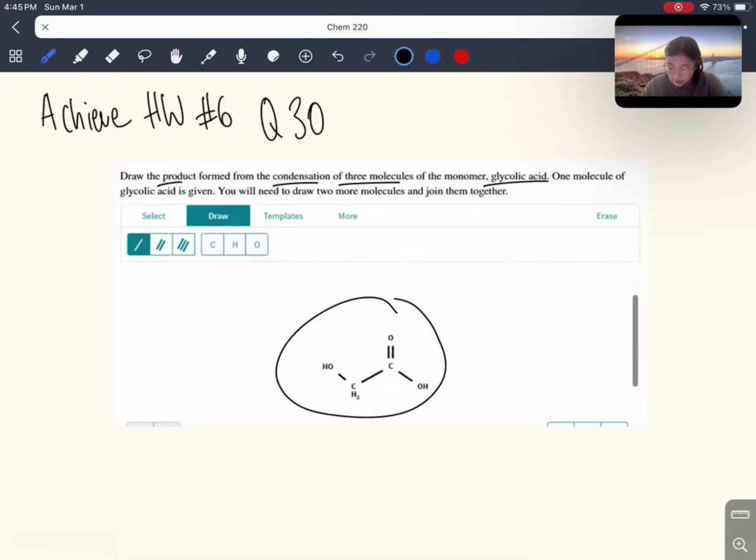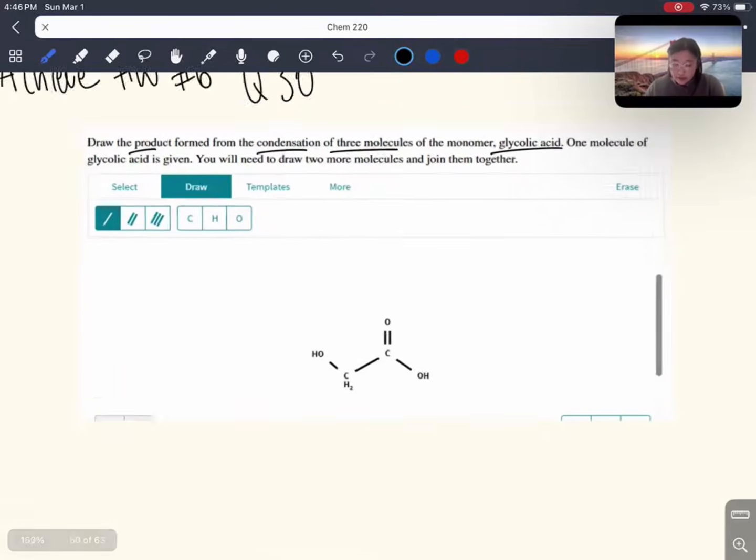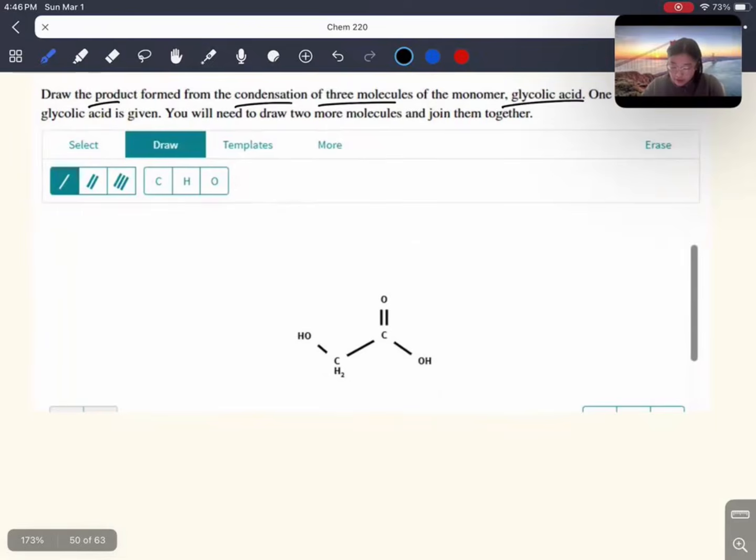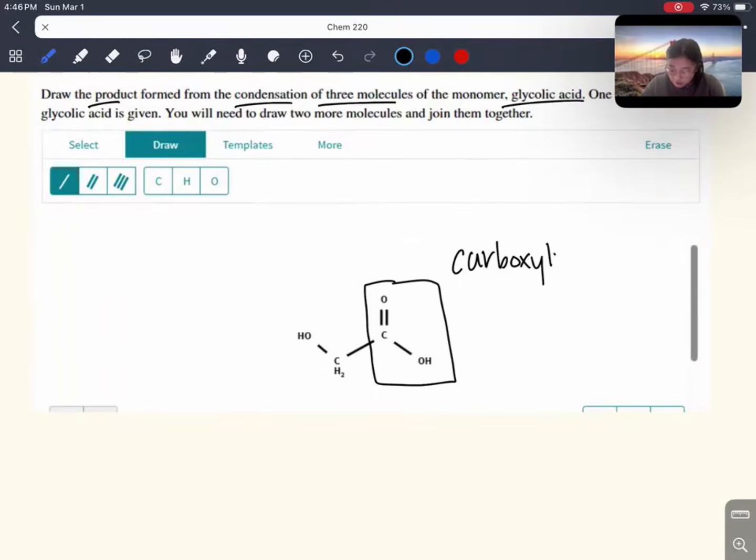So the first thing I'm going to do is look at my molecule over here and try to identify what kind of functional groups I have, because I know that if we are going to be forming a polymer from a monomer, there is going to be some sort of reaction happening between the functional groups of the molecule, right? So let's identify the functional groups in glycolic acid. Over here, we have a carboxylic acid, and over here, we have an alcohol.